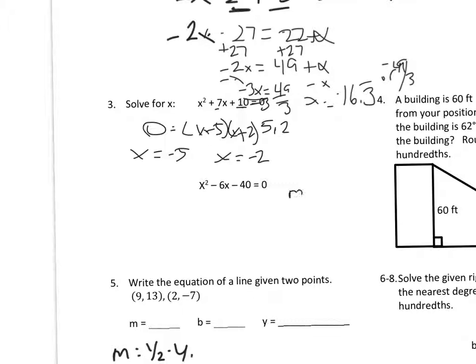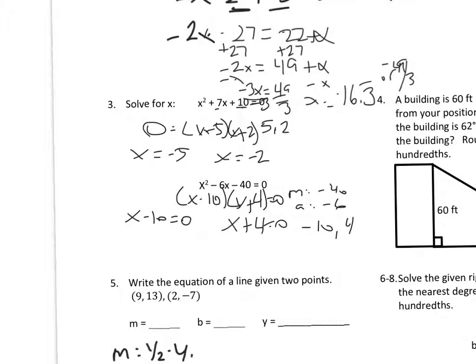The next one, now I need to find what multiplies to negative 40 and adds to negative 6. So let's find out some combinations of 40. Well, 8 and 5, one's got to be positive, one's got to be negative, and that doesn't work. 4 and 10, well, if I make the negative 10 and the positive 4, negative 10 plus 4 is negative 6, and negative 10 times 4 is negative 40. So I can write that as x minus 10, x plus 4 equals 0. Set them equal to 0 so you can solve, and you get x equals positive 10 and x equals negative 4.